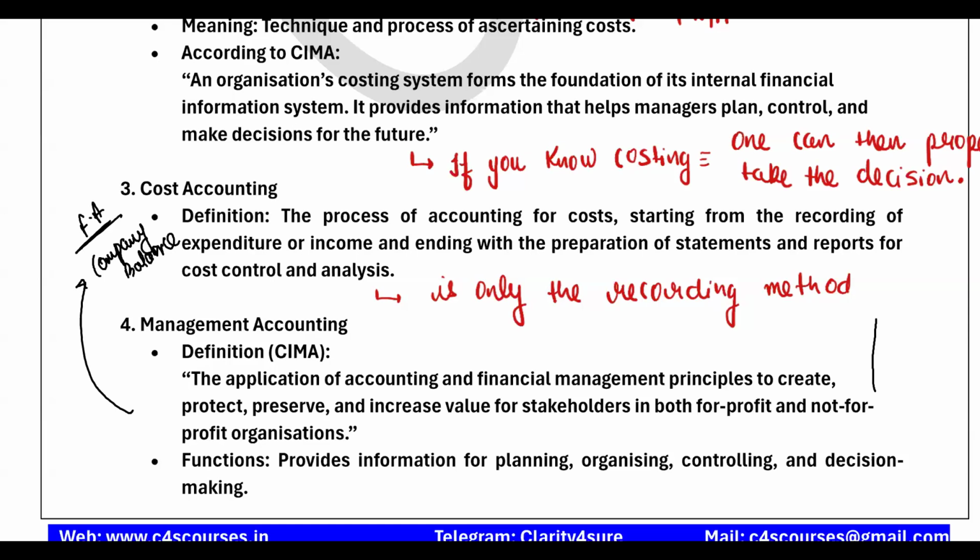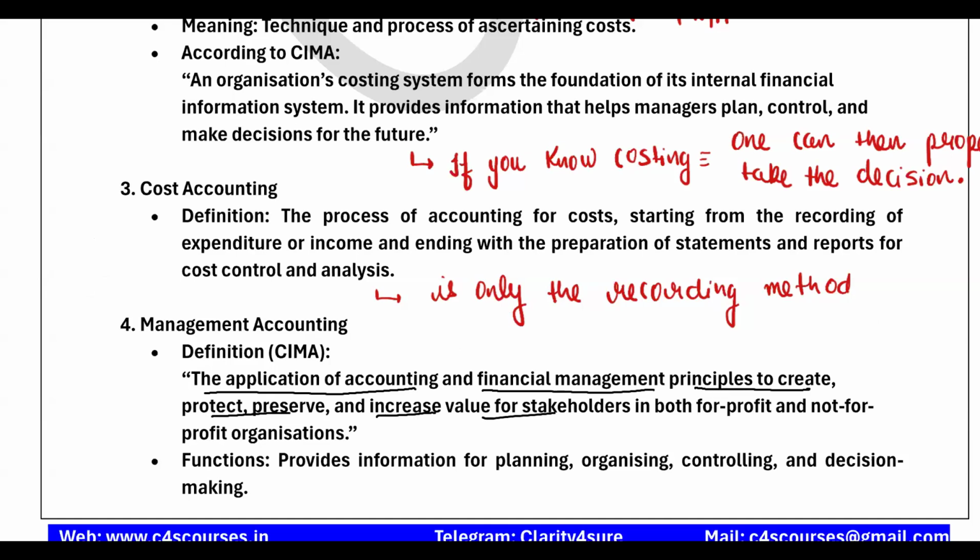So I'm saying management accounting will comprise both cost as well as finance. Both accounting will be classified. And you know what is accounting? It's similarly recording, right? So now think of the application of accounting and financial management principles to create, protect, preserve, and increase value of stakeholders in both profit and non-profit organizations. It will not only talk about profit organization companies, right? Rather, it will also talk about non-profit organization companies, right?